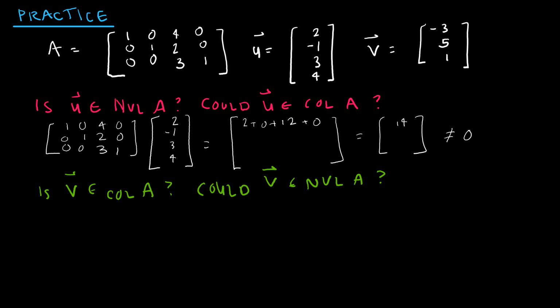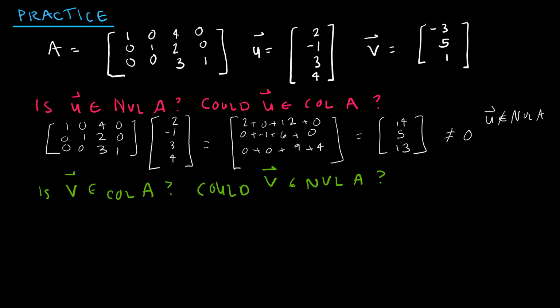And I could continue. I would get 0 plus -1 plus 6 plus 0, which is 5. And I would get 0 plus 0 plus 9 plus 4, which is 13. Again, not the 0 vector. Therefore, U does not belong to null A.